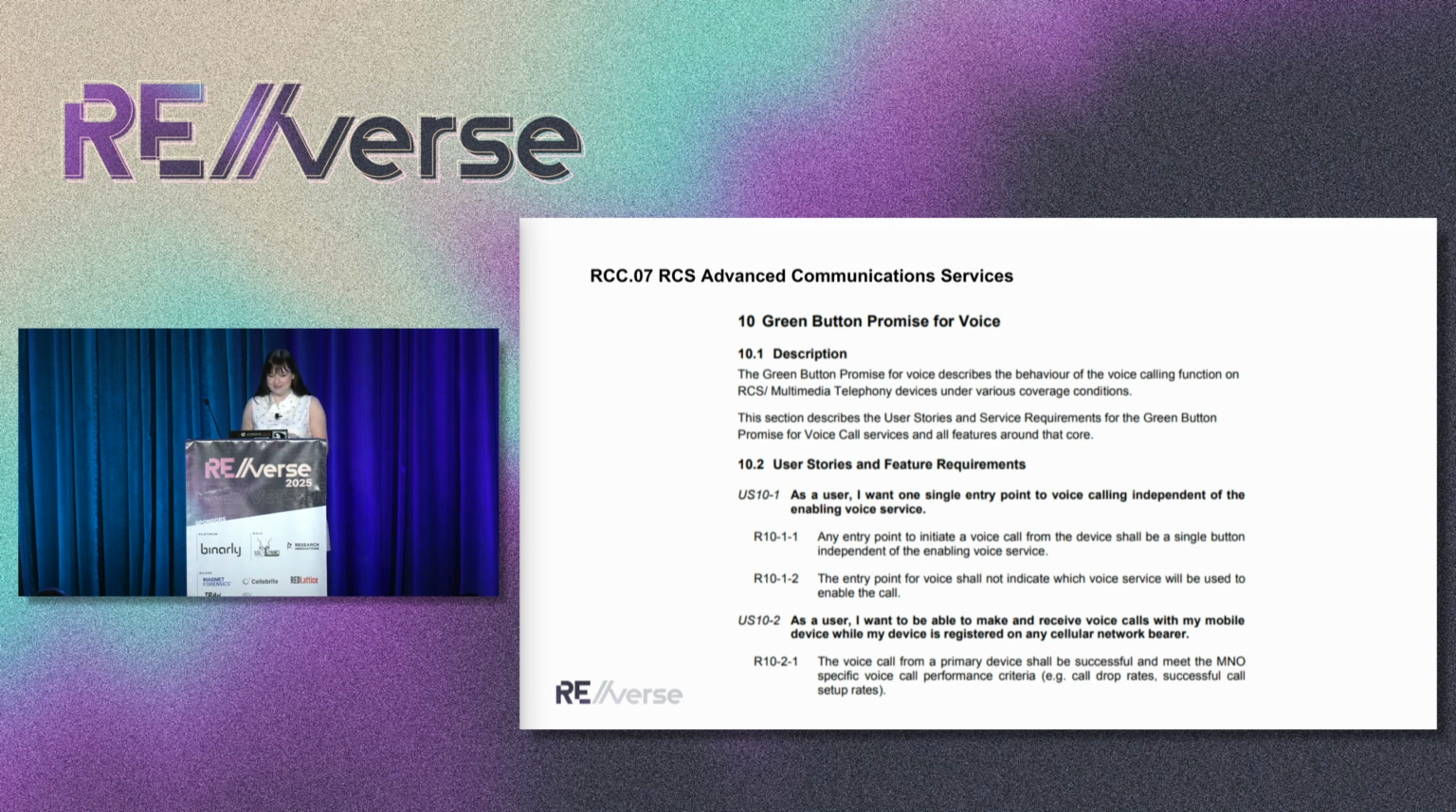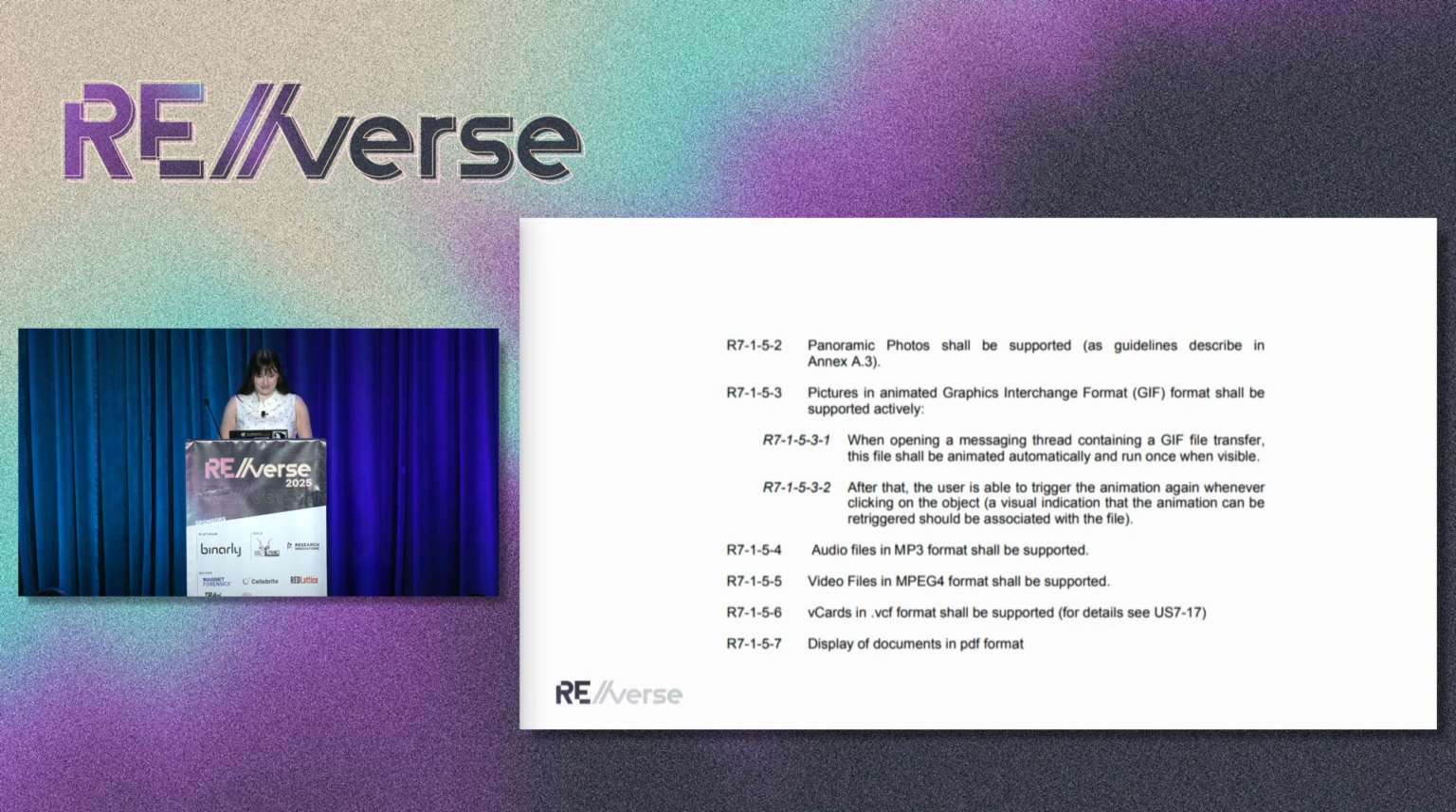For example, if this is true, maybe they need handover. Maybe they need ways to switch between networks. So sometimes if you think these out, you'll learn interesting things. And to give another example, it says every file format that RCS should support. And for example, it supports PDF.